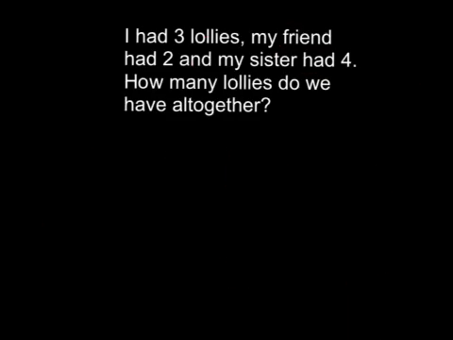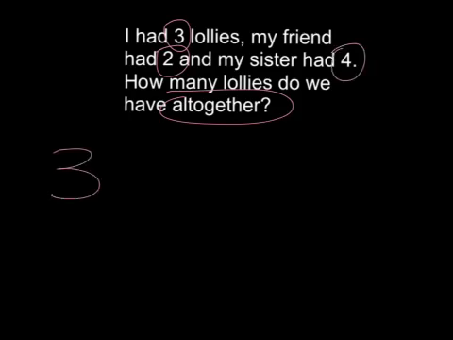Let's have a look at one more. I had 3 lollies, my friend had 2, and my sister had 4. How many lollies do we have altogether? Oh, signal word, altogether. Now let's go and dig in for the other important information. So I had 3, my friend had 2, and my sister had 4. So 3 lollies and 2 lollies and then 4 more. How many altogether? Okay, I could draw a picture or I could do some rearranging here.